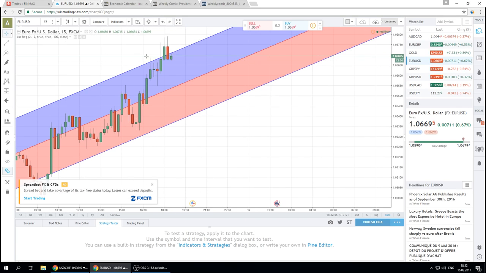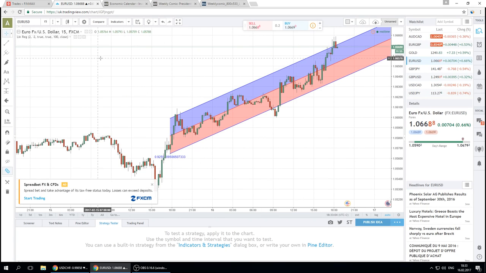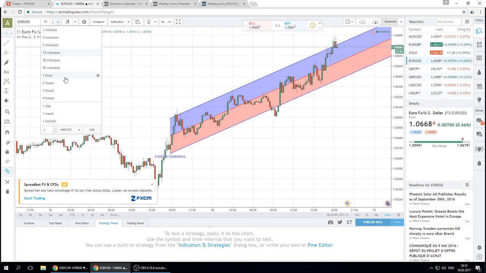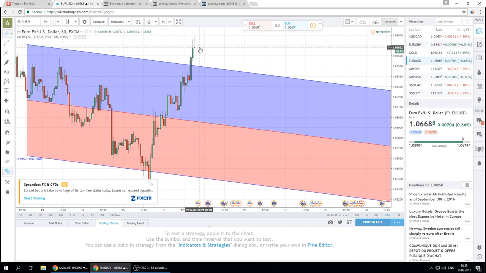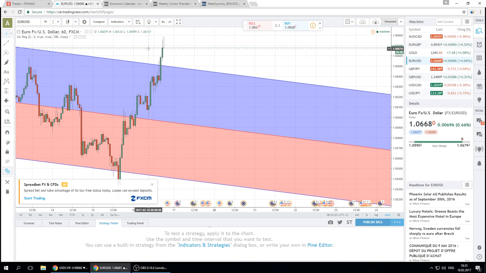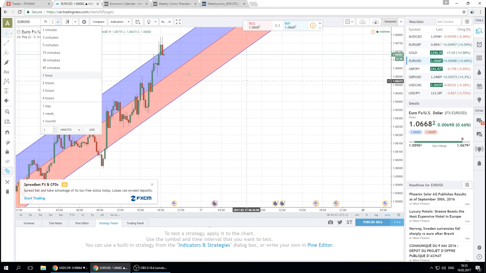So as far as we see, the trend is going up. Today's day was positive for Euro. Let's switch to the 1 hour chart. So you see that it has broken through the upper line of the trend, and it can also tell us that that's a pretty good situation to enter the trade on Euro. So let's switch to 15 minutes again.